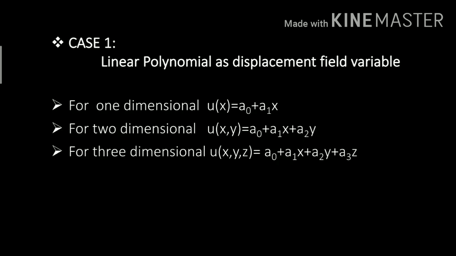So, case 1, linear polynomial as displacement field variable. For one dimensional, we can write an interpolation of shape function as u of x is equal to a0 plus a1x. For two dimensional, u of xy is equal to a0 plus a1x plus a2y, and for three dimensional objects, u of xyz is equal to a0 plus a1x plus a2y plus a3z.